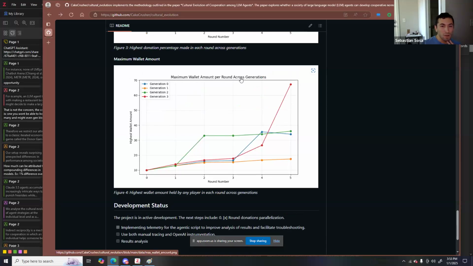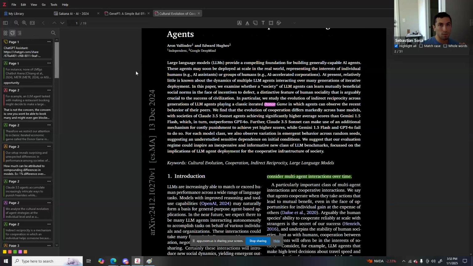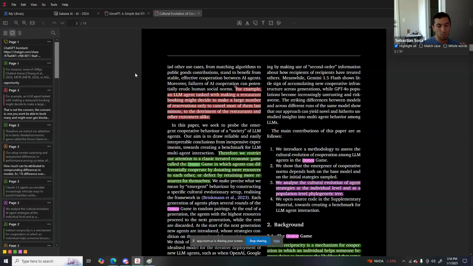And then maximum wallet amount per generation, and this is basically the lucky guy who received the entire wallet from somebody else. But yeah, I'm probably gonna do another run of this, which is in line with what they did in the paper, which was 12 rounds each generation for 6 generations with 12 players, something like that.